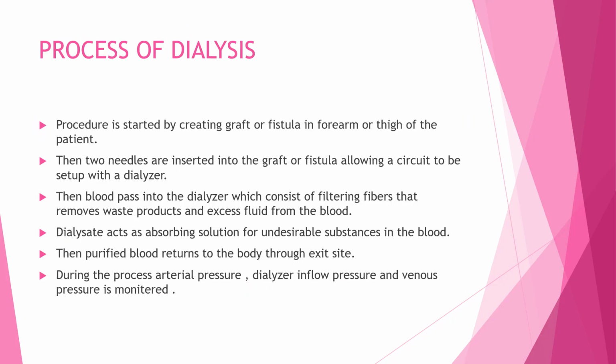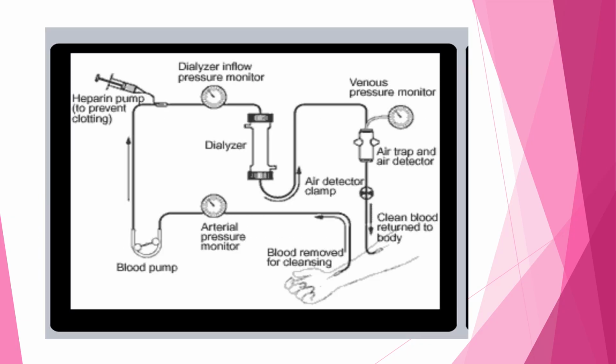Process of dialysis. The procedure is started by creating a graft or fistula in the forearms or thighs of the patient. Then two needles are inserted into the graft or fistula, allowing a circuit to be set up with a dialyzer. The blood passes into the dialyzer, which consists of filtering fibers that remove waste products and excess fluid from the blood. Dialysate acts as an absorbing solution for undesirable substances in the blood. Then purified blood returns to the body through the exit site. During the process, arterial pressure, dialyzer inflow pressure, and venous pressure are monitored. This is the figure.